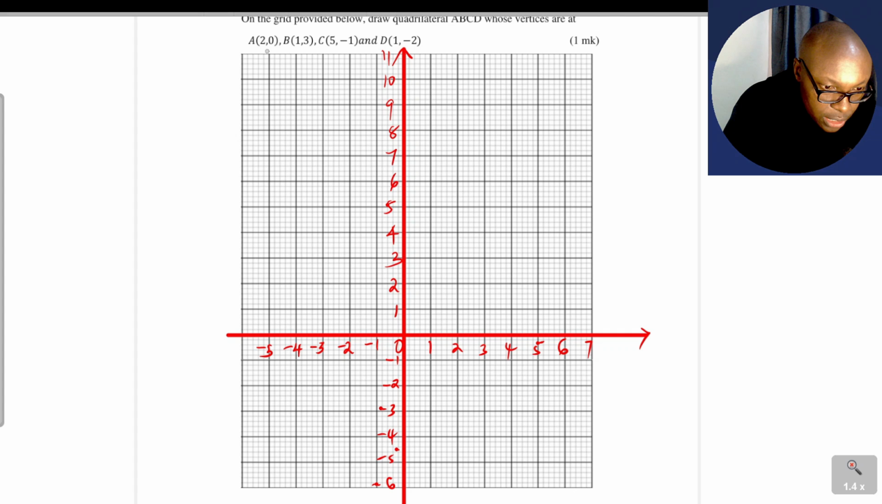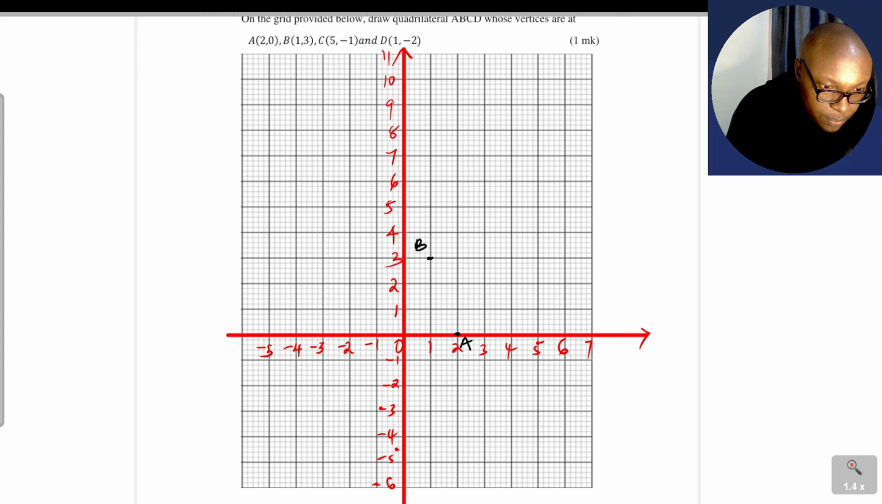So A is (2, 0). (2, 0) will be here. That is where we shall have A. So A will be there. And then B, (1, 3). B is (1, 3). (1, 3) is here. That is where we have B.